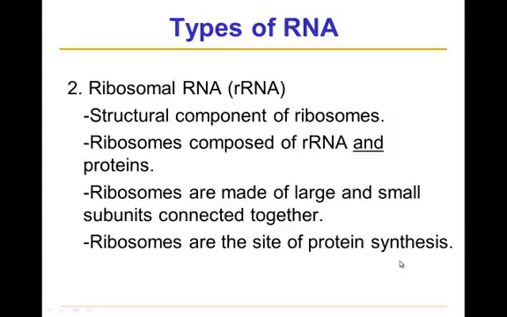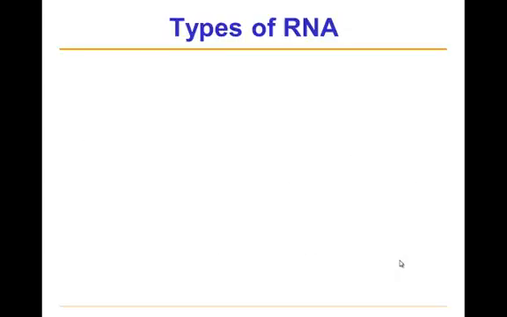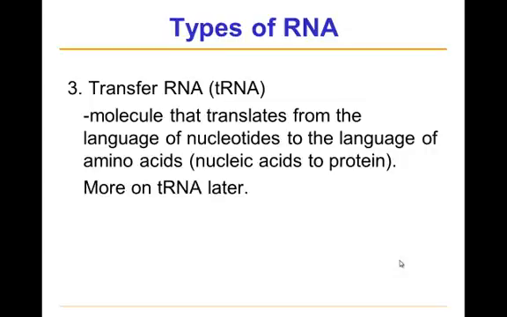And that becomes very important because you will recall that one of the major functions of DNA is to guide the synthesis of proteins. The third and last type of RNA that we're going to consider is called transfer RNA, or tRNA. Now, this has a complex function that we'll look at in more detail later, but for right now, let's just say that tRNA is a molecule that translates from the language of nucleotides to the language of amino acids. It goes from DNA to protein, from nucleic acids to protein. And as I say here, we'll talk more about that later.